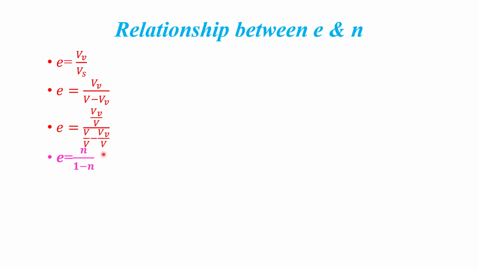We can rewrite it as n equal to e minus en, n into 1 plus e equal to e, or n equal to e by 1 plus e. So if we know the void ratio of a soil, we can find the porosity and vice versa. So we have learned phase relationships in soil, two-phase and three-phase diagrams, and some basic relationships. More equations and numericals will be covered in the next video. Thank you.